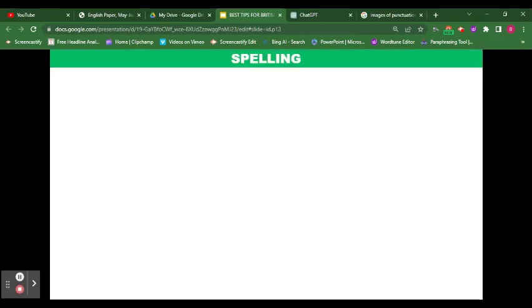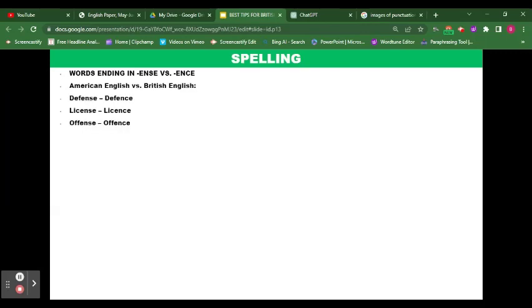Okay. Moving forward, we have words ending in ENSE versus ENCE. American English ends in ENSE, British English in ENCE. For example, defense, license, offense, pretense.